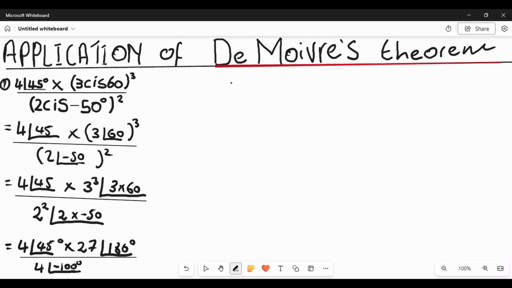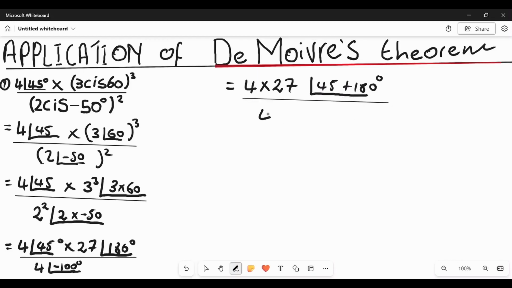Right, so we're going to continue here. Now, when you look at the numerator, we have two complex numbers in polar form multiplying each other. So here's what you need to know. When complex numbers in polar form multiply each other, the modulus, which is 4 on the numerator, is going to multiply with the modulus, which is 27 there. But then what about the arguments? The arguments are going to add. So we have 45 plus 180 degrees. Right. So all this is divided by the denominator.